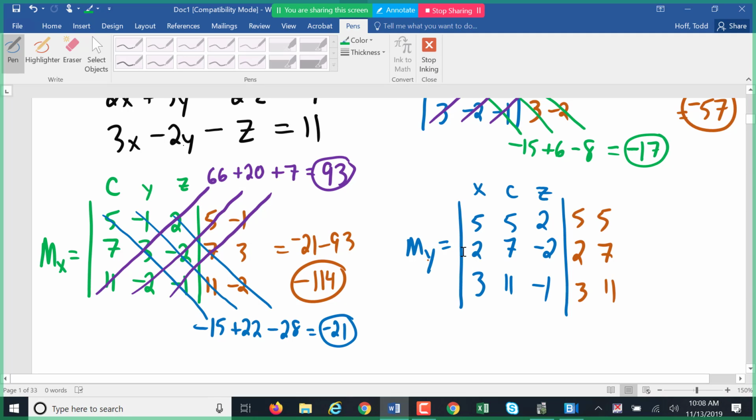So the first down diagonal, 5 times 7 times 1 is a negative 35. 5 times negative 2 times 3 is a negative 30. 2 times 11 is a 44, positive 44. So what do we have there? Negative 65 plus 44 is a negative 21, I believe, is our down diagonal total there.